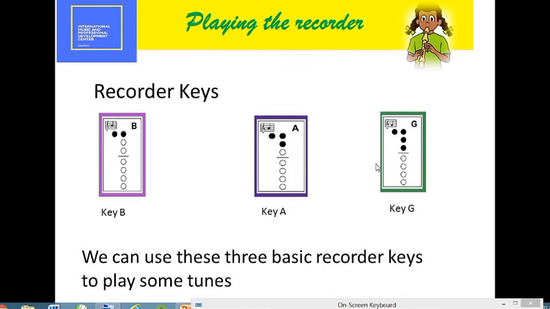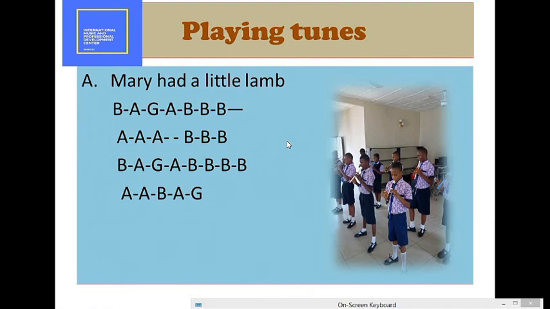So let's do that. We're going to try some exercises. We're going to play like a song, an exercise here. Okay, so you have the song Mary Had a Little Lamb. I think a lot of us should know it. If you don't know this, let me just sing it so you can get the tune. Mary had a little lamb, little lamb, little lamb. Mary had a little lamb, and it was white as snow. That's the song. So we're going to try playing this on the recorder.